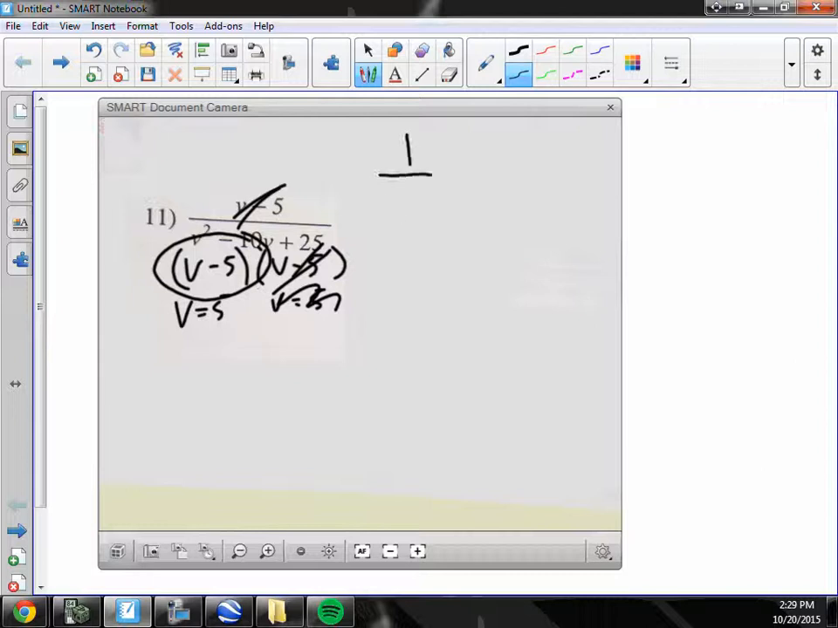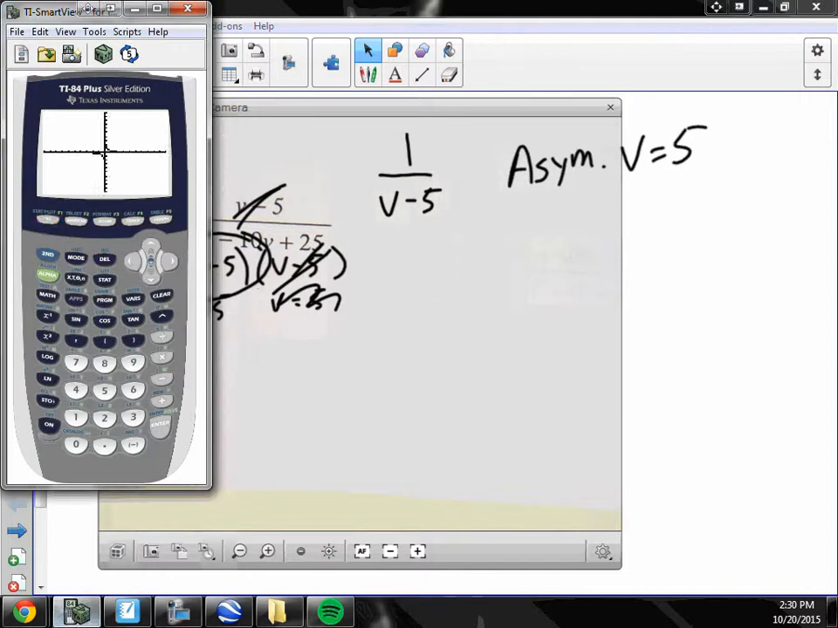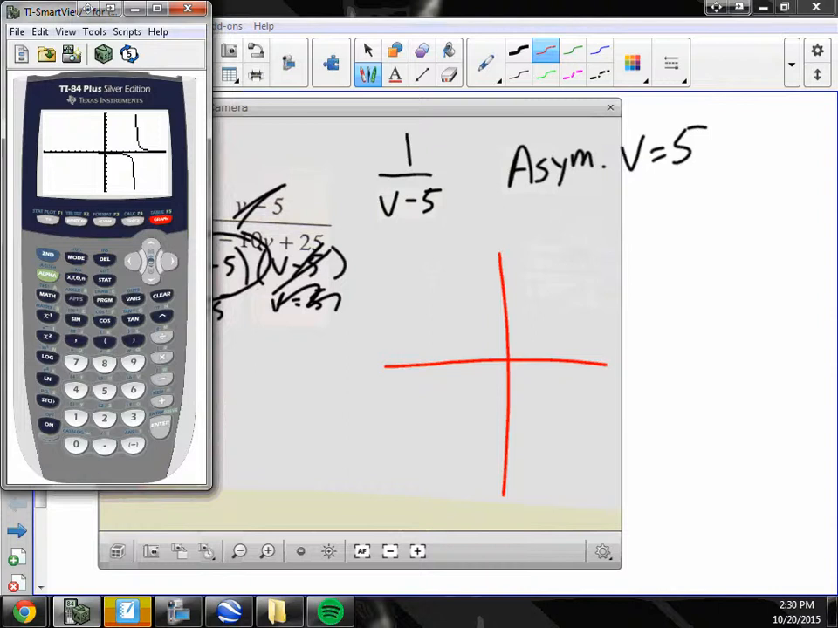So I'm going to graph 1 over v minus 5, and I know that that graph will have an asymptote at v equals 5. And again, you need to use parentheses. 1 over x minus 5. Graph it. I should see a vertical asymptote at x equals 5. There it is. So I'm going to draw the vertical asymptote at 5. Oops, that's 6, but whatever. And it's going to look like this and like that.